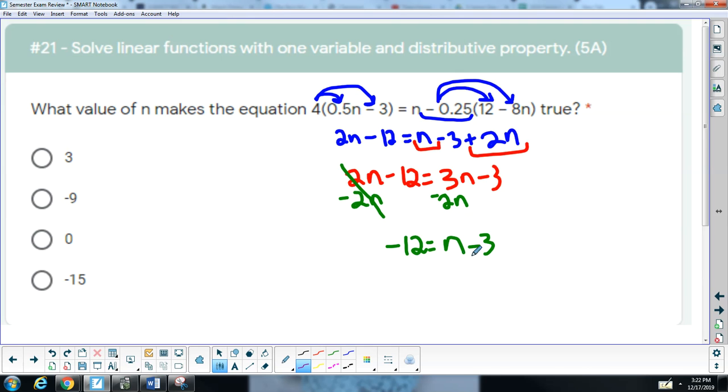Then my final step to get n by itself would be to move that minus 3 by doing the opposite, so add 3. So negative 12 plus 3, since these signs are opposite, we really subtract these numbers, so we get a 9. Then we keep the sign of whatever number is bigger. Since 12 is bigger and it's negative, this 9 is going to be negative. So n is equal to negative 9.